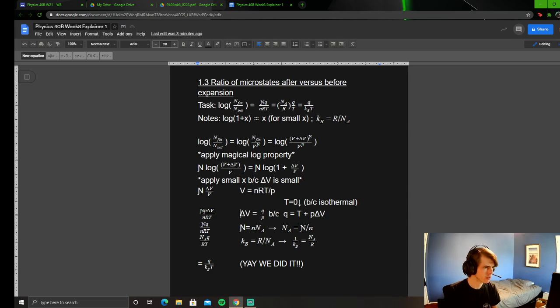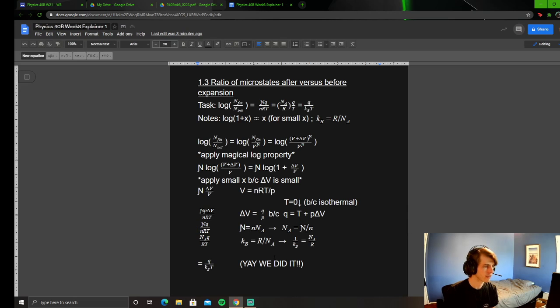And then right here is a little bit complicated of a step. So I write here that delta V is equal to Q over P. And this is because of our previous equation where we have Q is equal to T plus the pressure times the change in volume. And we can do this because the question says it's isothermal. So then T is equal to 0. So then we get essentially no T here.